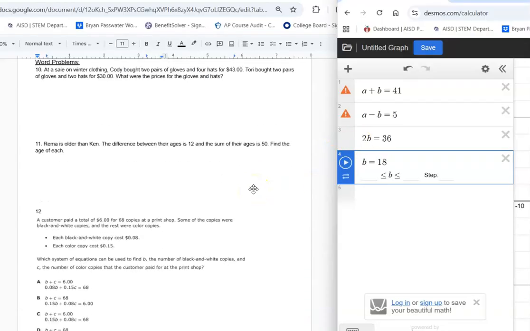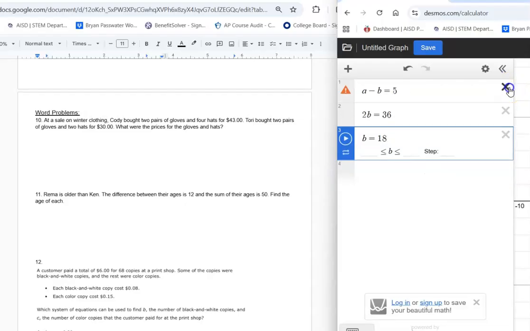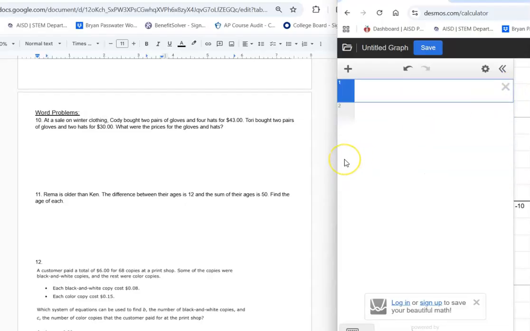And then as for these, I'm not going to do all the math for you, but it'll help you translate one of them. Let's see, 10 or 11. Let's do 10. So at the sale on winter clothing, Cody bought 2 pairs of gloves and 4 hats for $43. Tori bought 2 pairs of gloves and 2 hats for $30. What were the price of gloves and hats? All right, let's use the letter G for glove and H for hat.